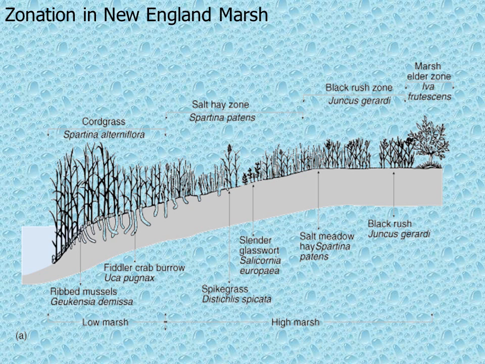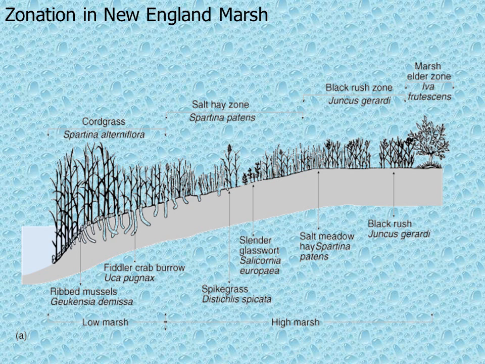And then that mixes with some of the black rush zone, the Juncus gerardi. And that continues all the way through. You get the marsh elder zone. And the reason they call it marsh elder is that those are the plants that have probably been around the longest. They're the elder plants. Because the water doesn't really make it up there that much, but they're highly resistant to the habitat that they're in. And those include plants like the Iva frutescens.